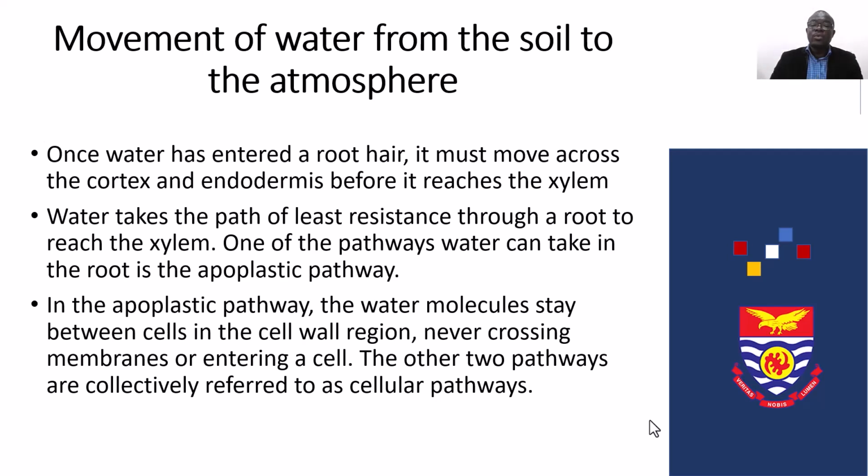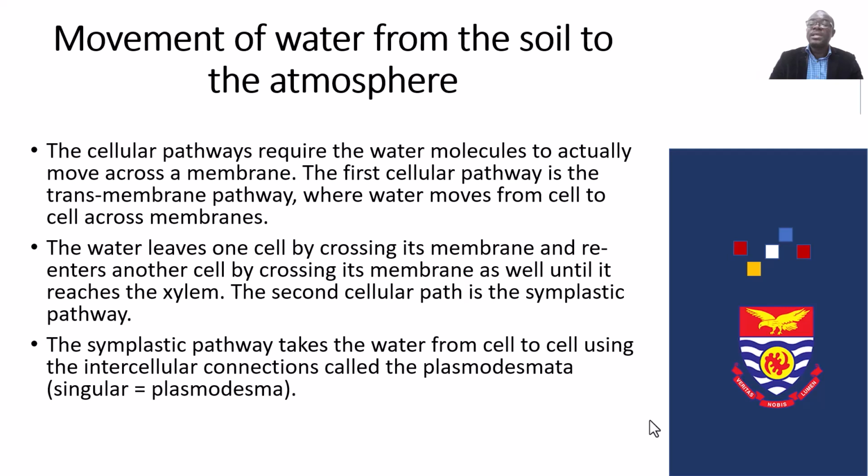One of the pathways water can take in the root is the apoplastic pathway. In the apoplastic pathway, the water molecules stay between cells in the cell wall region, never crossing membranes or entering a cell. The other 2 pathways are collectively referred to as cellular pathways. The cellular pathways require the water molecules to actually move across a membrane.